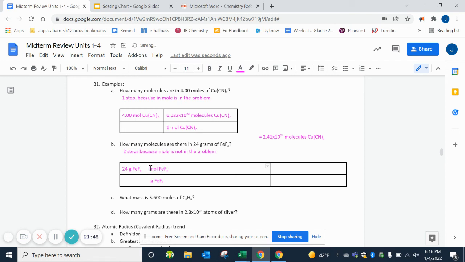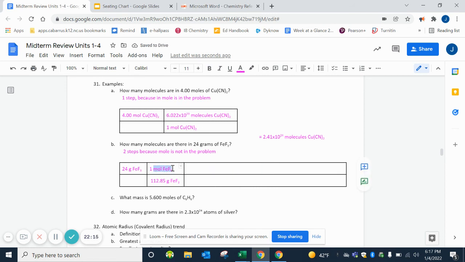1 always goes with mole. And then with mass, we put our molar mass. So then we look on the periodic table and we add the mass of iron plus the mass of 3 fluorine. So iron plus 3 fluorines would give us a mass of 112.85 grams.